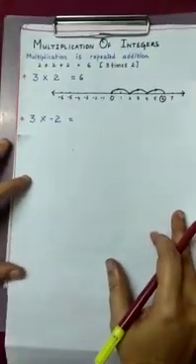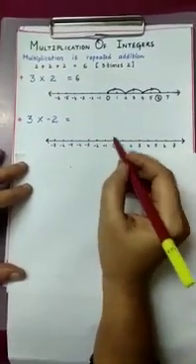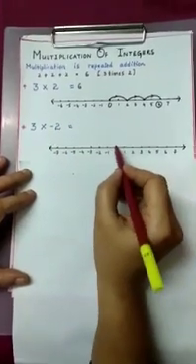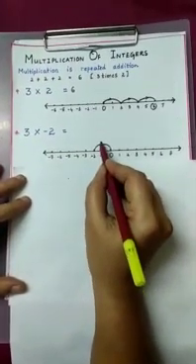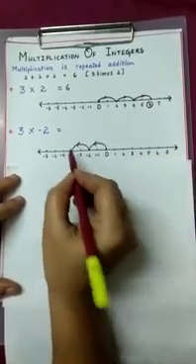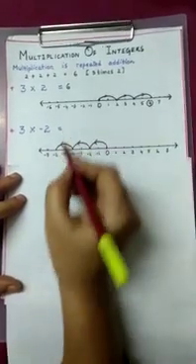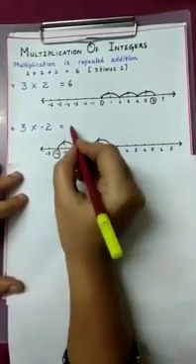Now the next one, 3 times minus 2. So start from 0. As it is a negative number, 0 to minus 2, first time minus 2, minus 2 to minus 4, second time minus 2, minus 4 to minus 6, that is third time minus 2, which is minus 6.